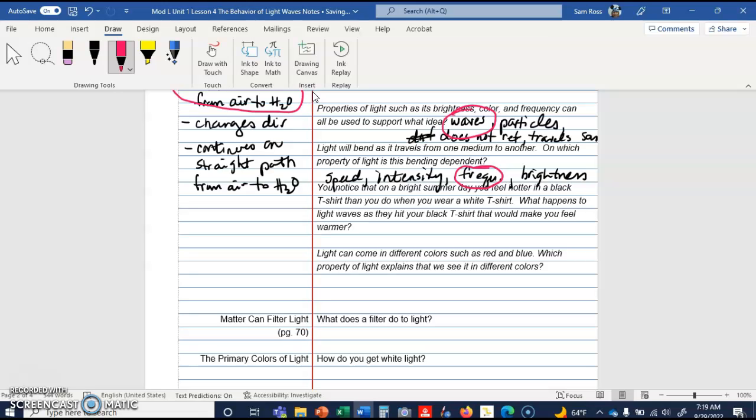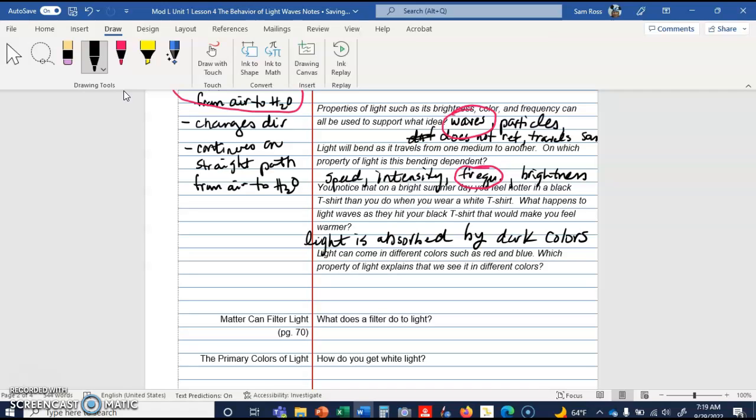It says, you notice on a bright summer day that you feel hotter in a black t-shirt than you do when you wear a white t-shirt. What happens to light waves as they hit your black t-shirt and make you feel warmer? So we know that light is absorbed by dark colors, and that makes you feel warmer.